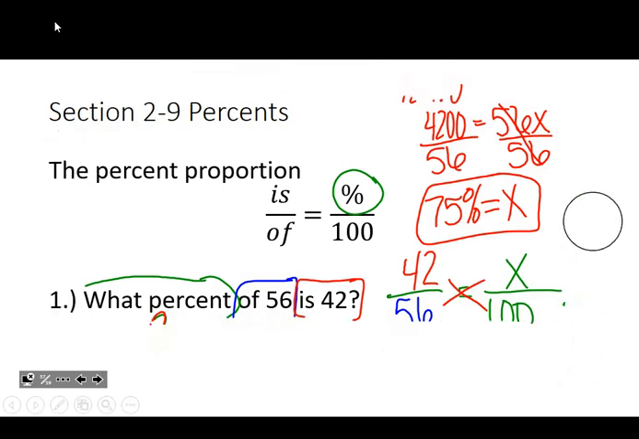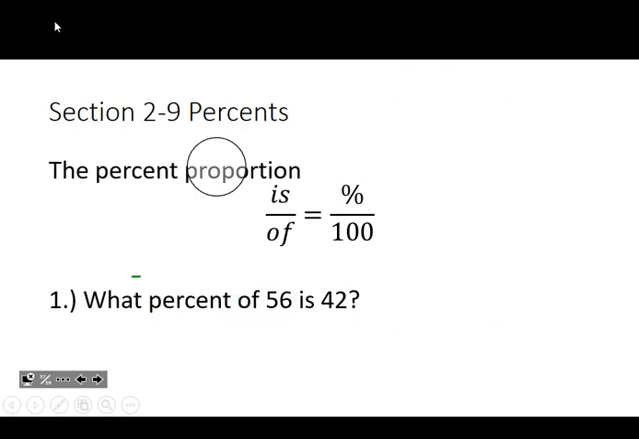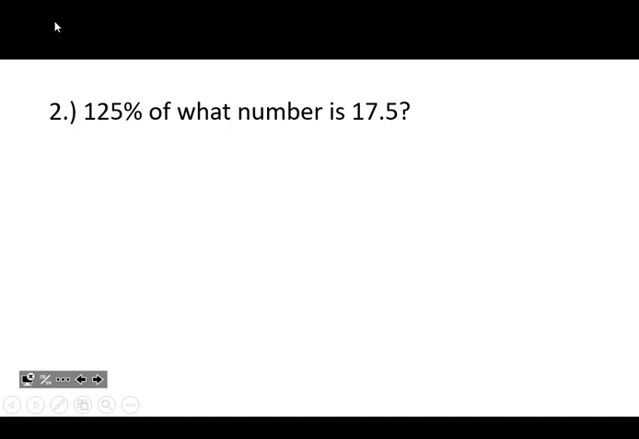All right, let's look at a couple other ones. Make sure you're writing down these problems in your notes. That way you have examples to go back and look at.